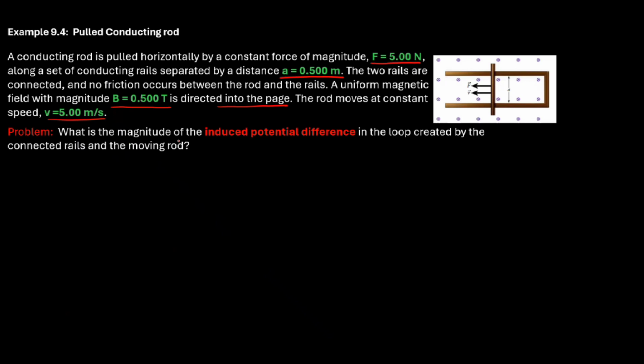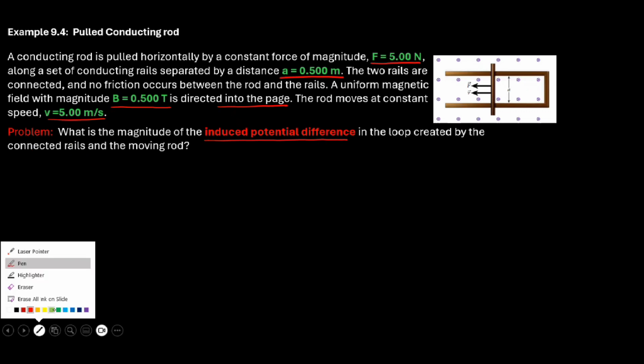We need to find what is the magnitude of induced potential difference in the loop created by the connected rails and the moving rod. So here you have a set of conducting rail which is connected by a movable rod. So this setup of the rod and the rail forms a loop, and when the rod moves, the area of the loop changes. And since it is moving to the right, the area in our situation is increasing. And we need to find what is the induced potential difference in the loop created by connected rails and the moving rod.